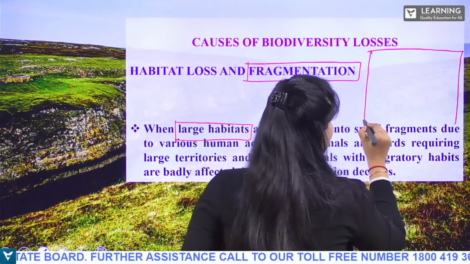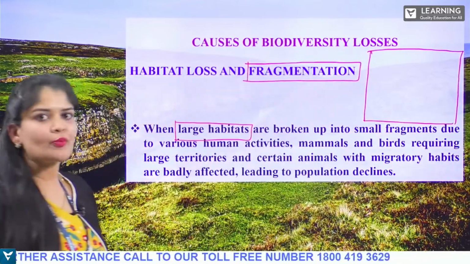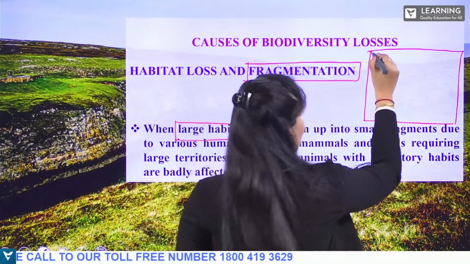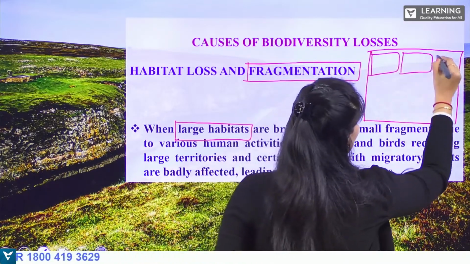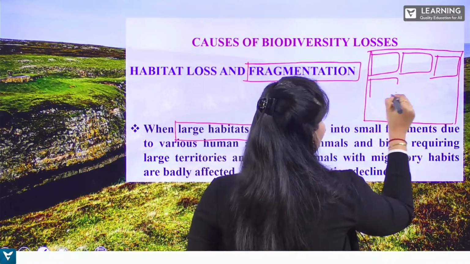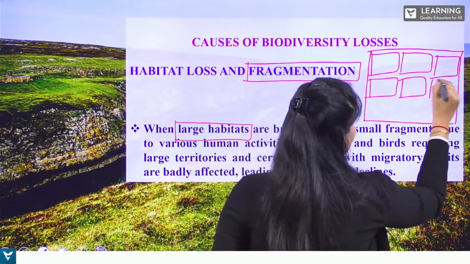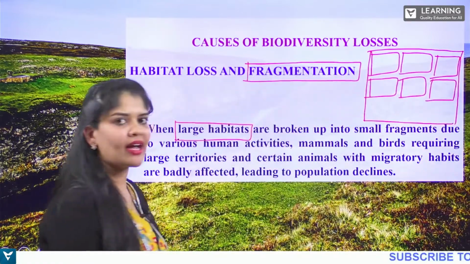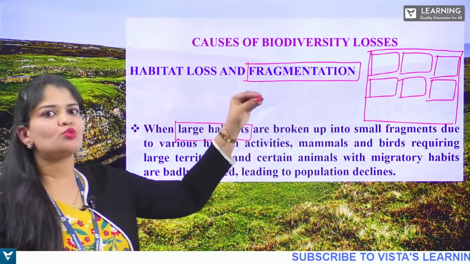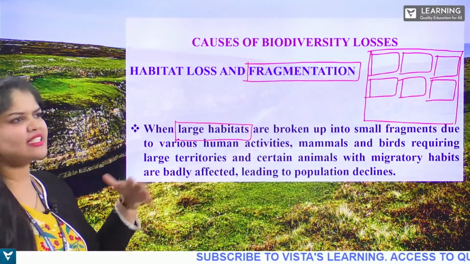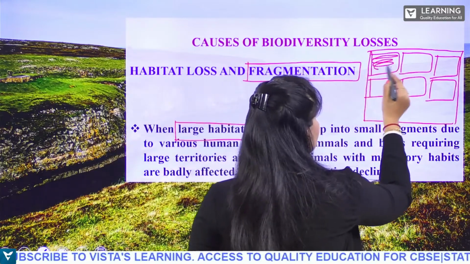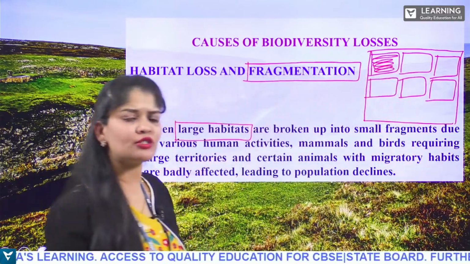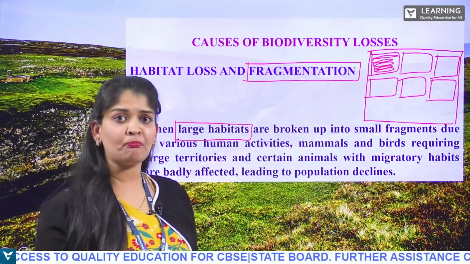Large habitats are broken down into small fragments. We are dividing them by laying roads in between. By urbanization, we divided this naturally available habitat into small fragments due to various human activities. Maybe it is used for laying roads, constructions, and converted into grasslands useful for the cultivation of agriculture.